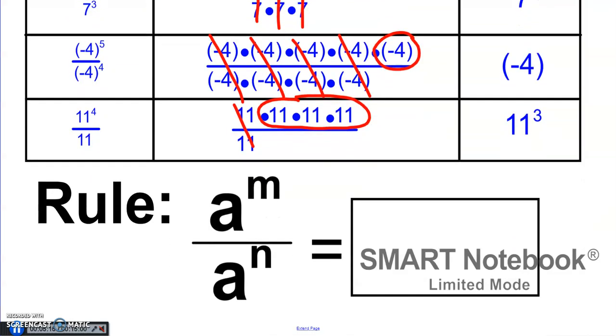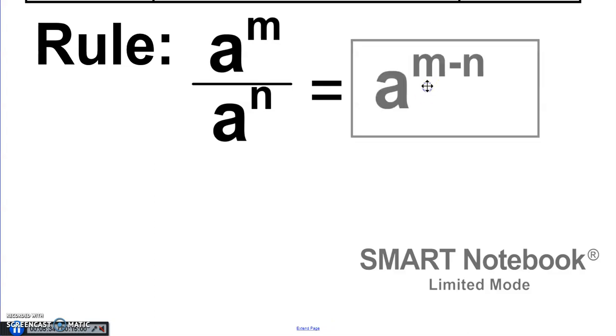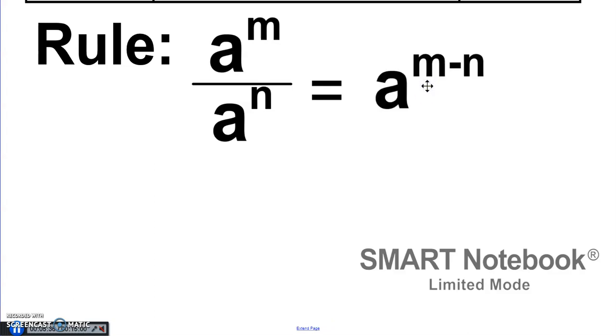And we're able to use all of this to generate a rule. Well, if we have a to the m power in the numerator over a to the n power in the denominator, well, what did we do every single time? Well, we canceled them out, then whatever we were left with, that was our answer. Well, we can also just subtract them.